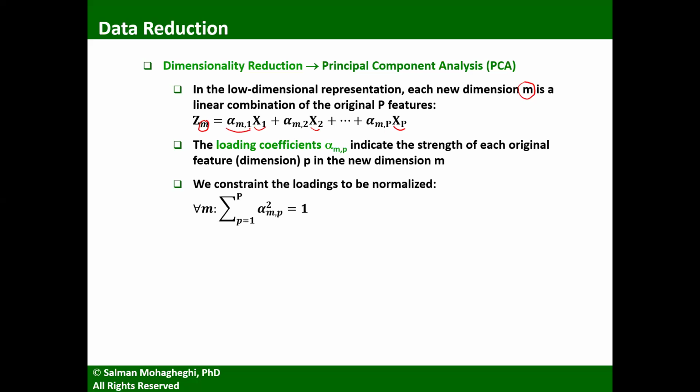You notice that I have these alpha coefficients. I show them as alpha m1, m2, and so on. These are known as the loading coefficients, and they indicate the strength of each of the original dimensions in the new dimension m. So for example, alpha m1 indicates the strength of original dimension x1 in the new dimension Zm. Alpha m2 indicates the strength of original dimension x2 in the new dimension m, and so on. Generally, what we do is we constrain those loading coefficients to be normalized, which is their L2 norm has to be 1.